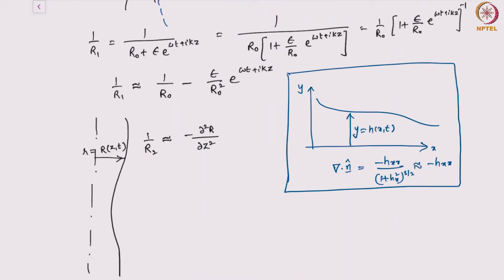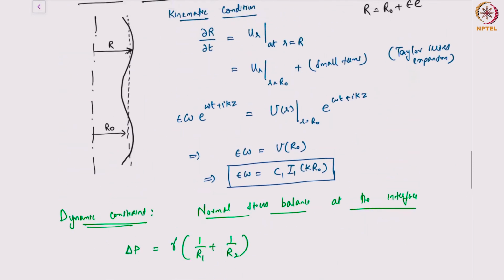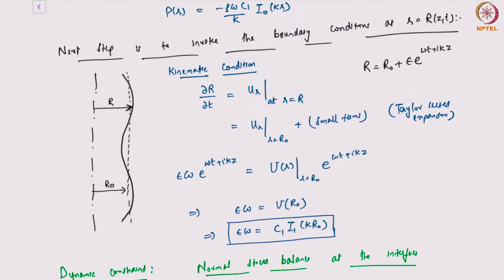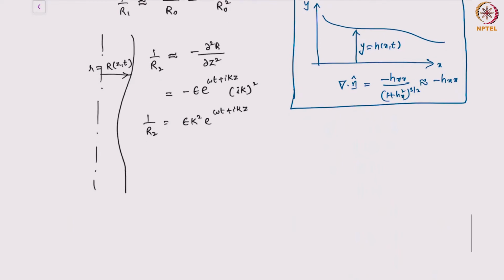I'm ignoring the nonlinear terms because again we have the same issue. Epsilon is very small, so the product of epsilon square can be ignored compared to 1. And what is del square R by del z square? Remember that the expression for R is R0 plus epsilon e power omega t plus ikz. If I take the derivative of R once, I get an ik factor, and if I take it twice, I get ik twice. So I have epsilon e power omega t plus ikz times ik whole square. But i square I know is minus 1, and therefore I get epsilon k square e power omega t plus ikz. This is 1 by R2.